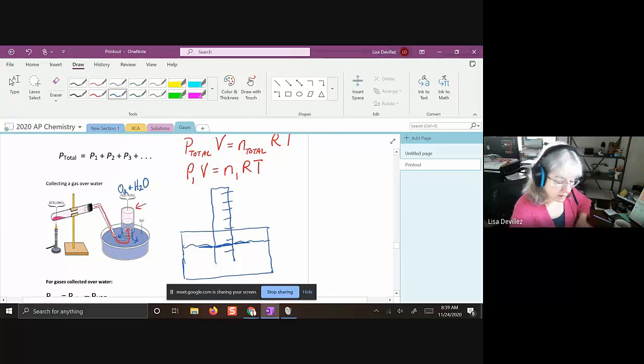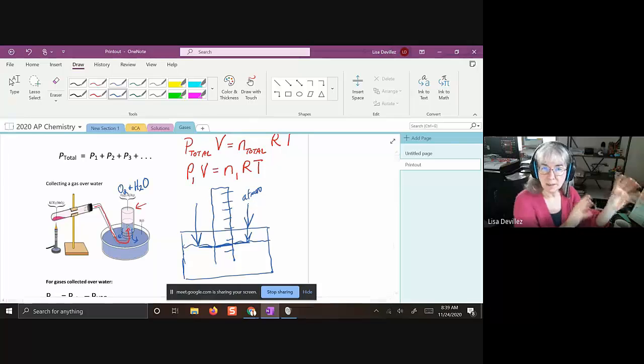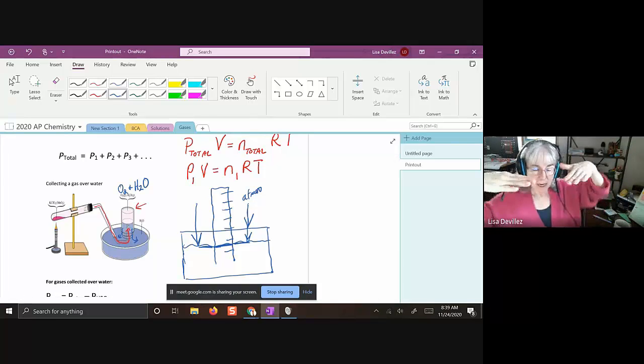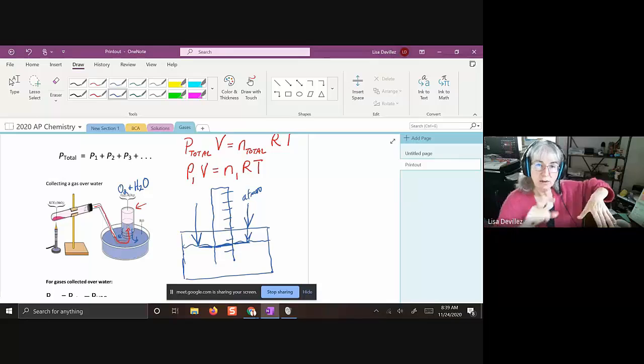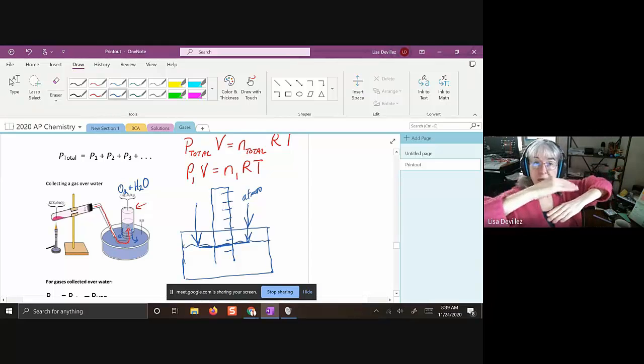Okay, so now let's think about it. When I do that, I've got atmospheric pressure pressing down on the surface of the water. Think about our manometer that we talked about on the first day. If I've got atmospheric pressure pressing down, and the pressure inside of that container is lower, then the water level is going to be up higher inside the container.